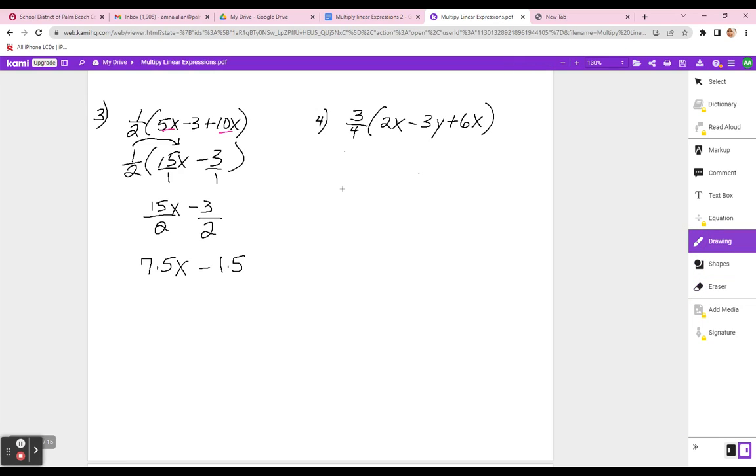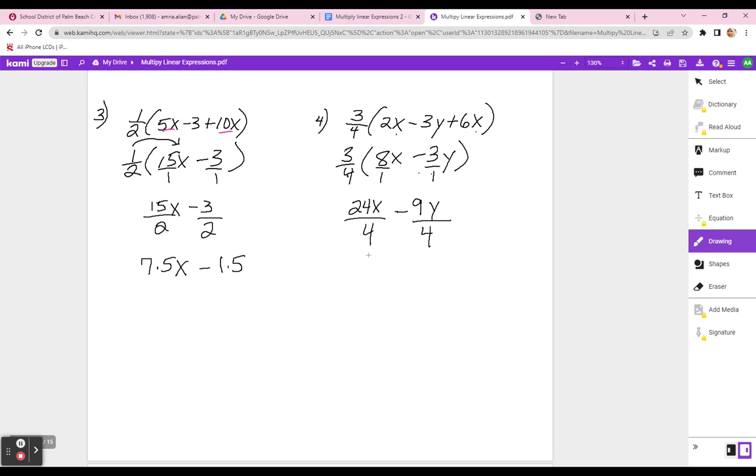All right, so we're going to go to number 4. We're going to combine 2x plus 6x. We'll have 8x minus 3y. All right, since we have a fraction outside that we're going to distribute, we can turn these into fractions simply by dividing by 1. 3 times 8x is 24x. 4 times 1 is 4. 3 times minus 3y is minus 9y. And 4 times 1 is 4.